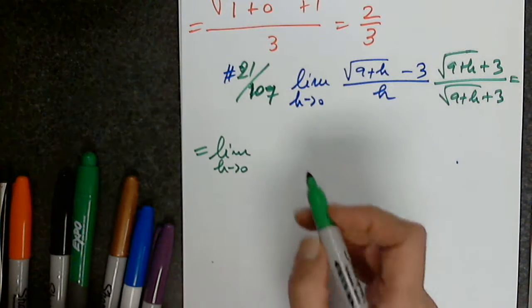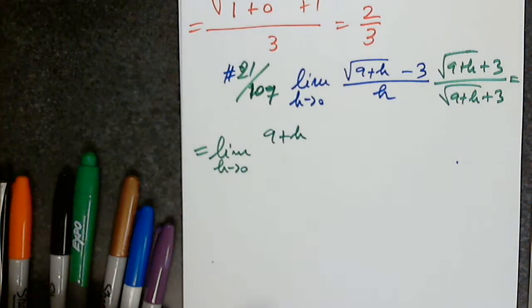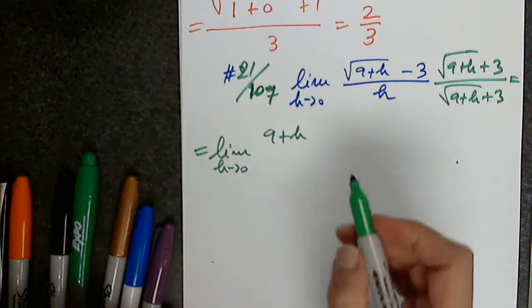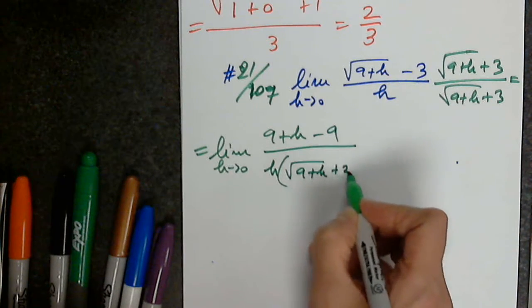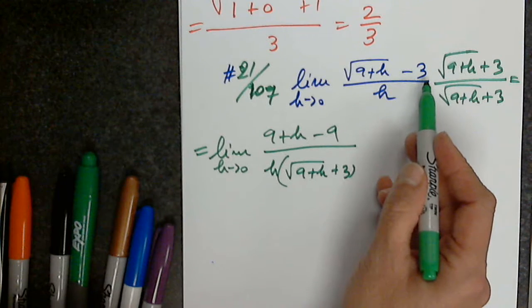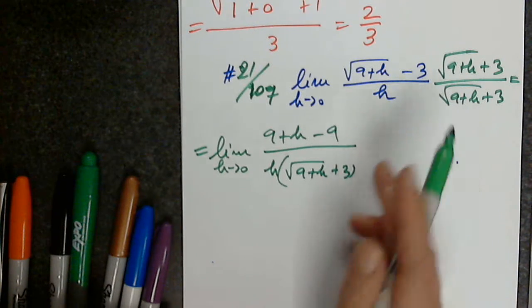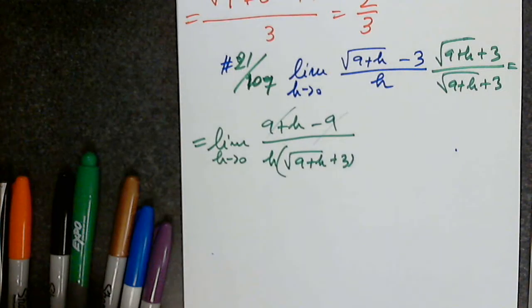I got 9 plus h minus 3 over h times the square root of 9 plus h plus 3 over the square root of 9 plus h plus 3. Yes, maybe the top might be 9 plus h minus 9, correct. Divided by h times the square root of 9 plus h plus 3. You square this portion, but not square that portion. Is that clear? Yeah. Perfect. And then, of course, these two go away.